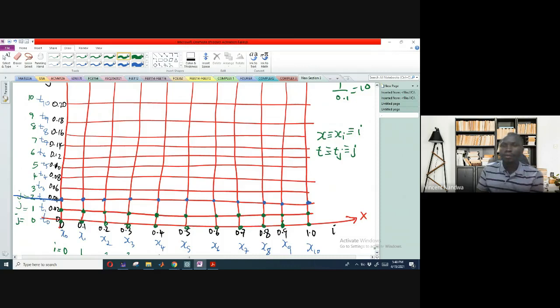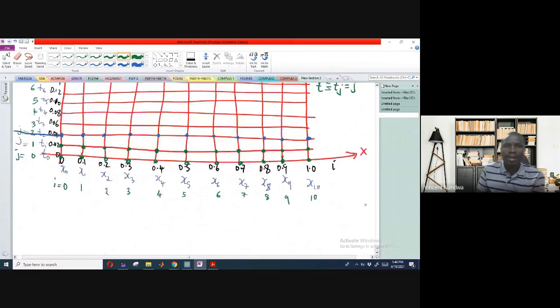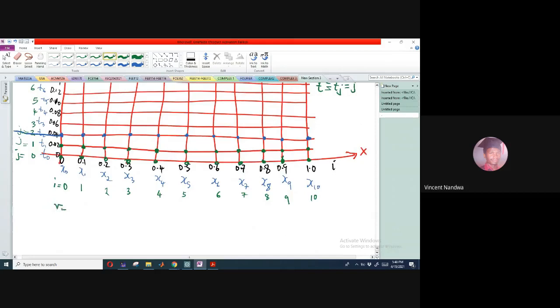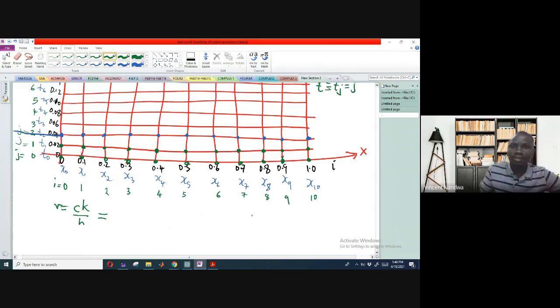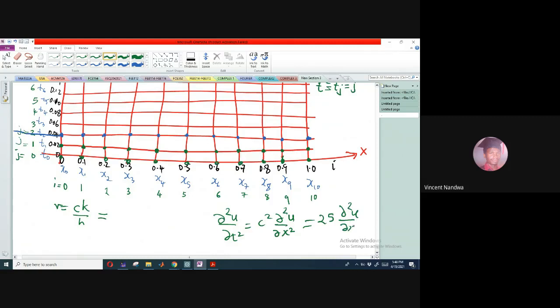Now, once we know the grid that we need to fill in, remember that by definition, R is given by C K over H. For this case, remember the standard equation is ∂²U/∂T² = C² ∂²U/∂X². Because ours is 25 ∂²U/∂X², C² is the same as 25, so the value of C is 5. So it would be 5 times K, which was given as 0.02, over H, which was given as 0.1. When you work this out, you should get the answer to be 1.